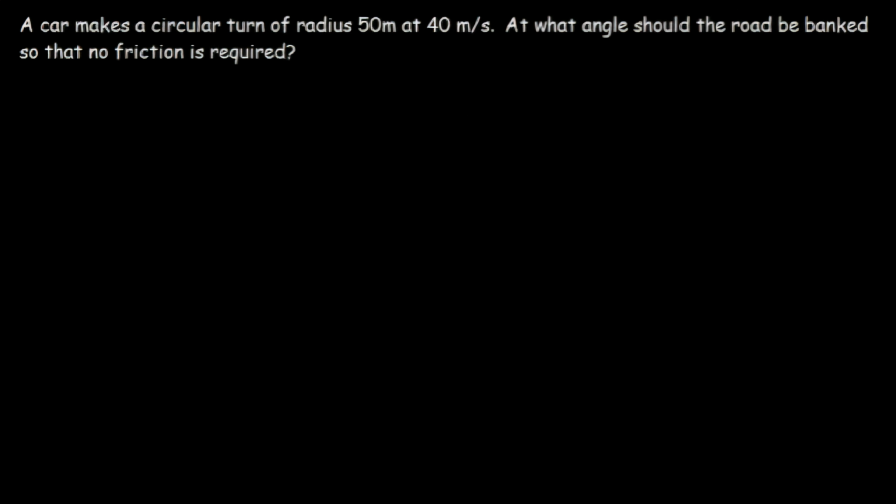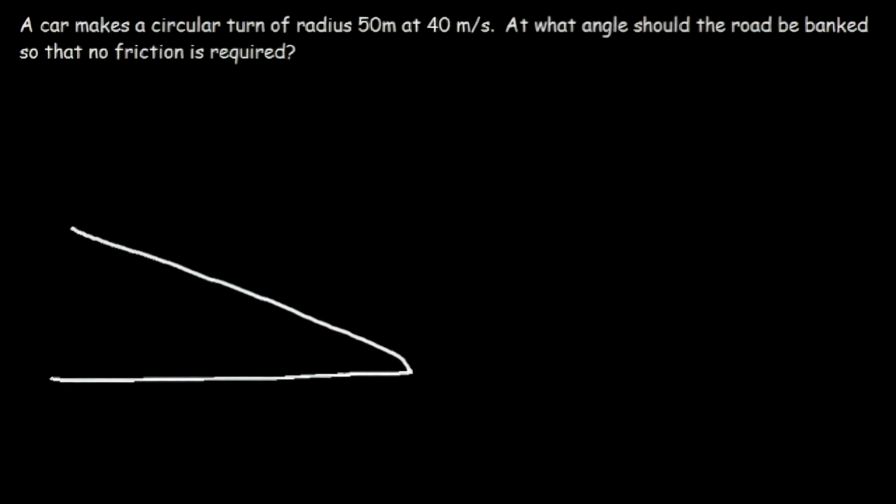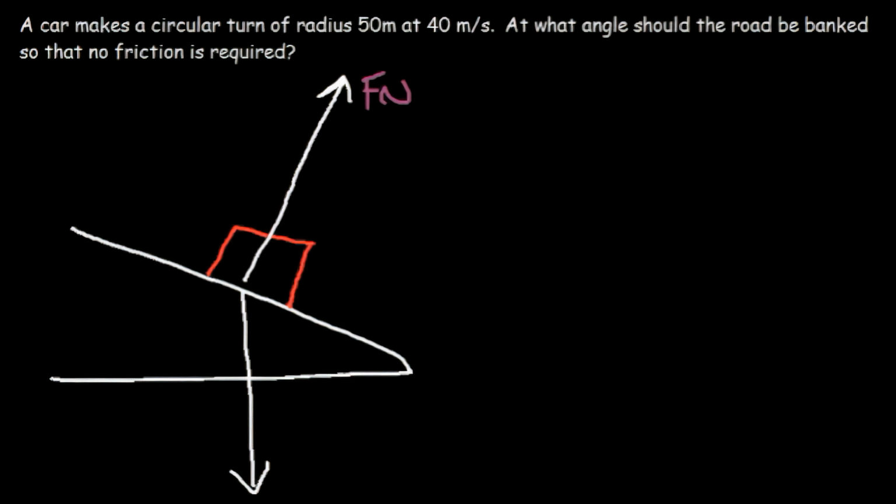A car makes a circular turn of radius 15 meters at 40 meters per second. At what angle should the road be banked so that no friction is required? So let's draw a picture. So let's say this is the car. It has a normal force, and it has a weight force, mg. And let's say this is the angle of the road.